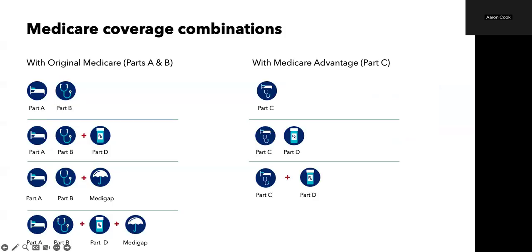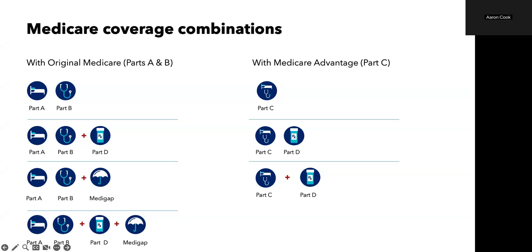So let's review the combinations that we can have. If you stick with original Medicare, that's going to be your Part A and Part B. You can add on to that a Part D or a Medigap plan or the combination of the two. By having A, B, D, and a Medigap plan, almost all of your care is going to be covered. There are going to be a couple of holes, specifically long-term care.